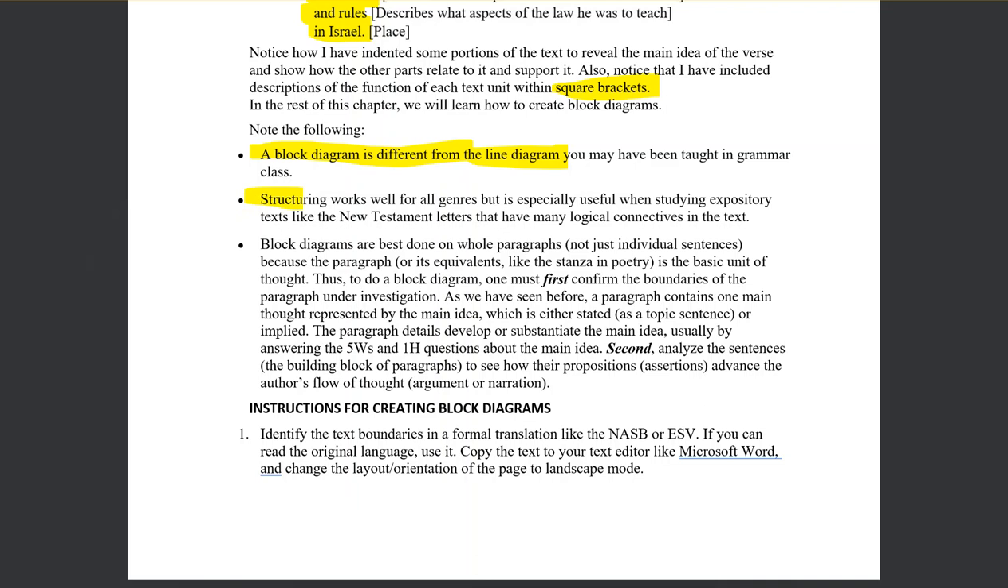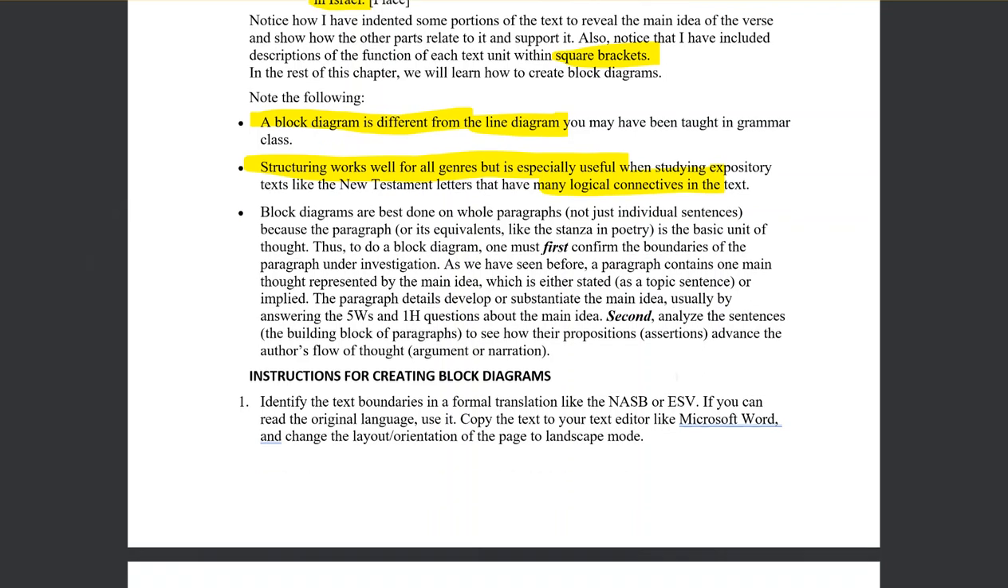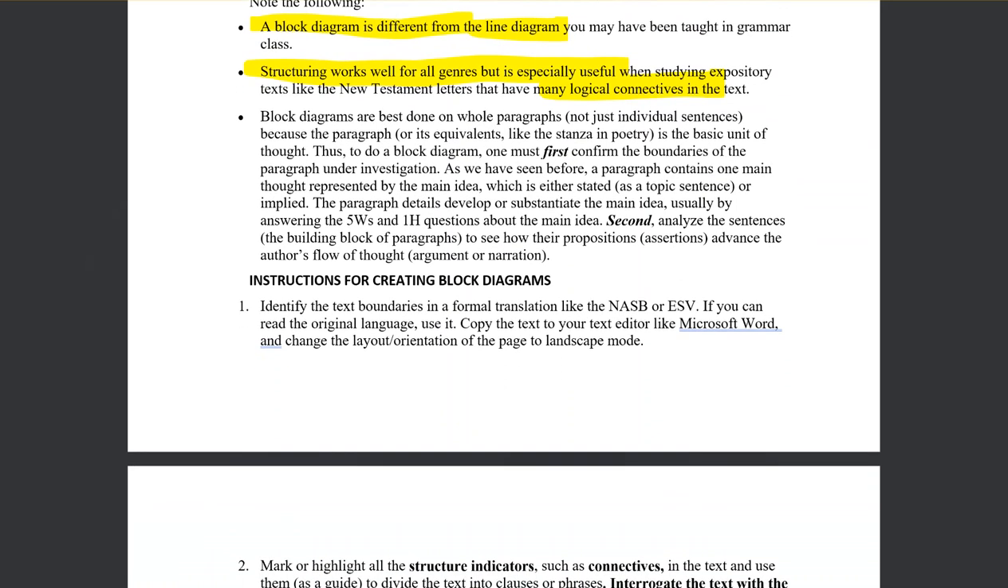Structuring works well for all genres. We can do structuring on any biblical passage, but it works better when there are logical connectives in the text, as you see in many New Testament letters and other expository genres. Block diagrams are best done on whole paragraphs. You're going to first confirm the boundaries of the paragraph under investigation, and second, you're going to analyze the sentences of the paragraph to see how their propositions and assertions advance the author's thought.